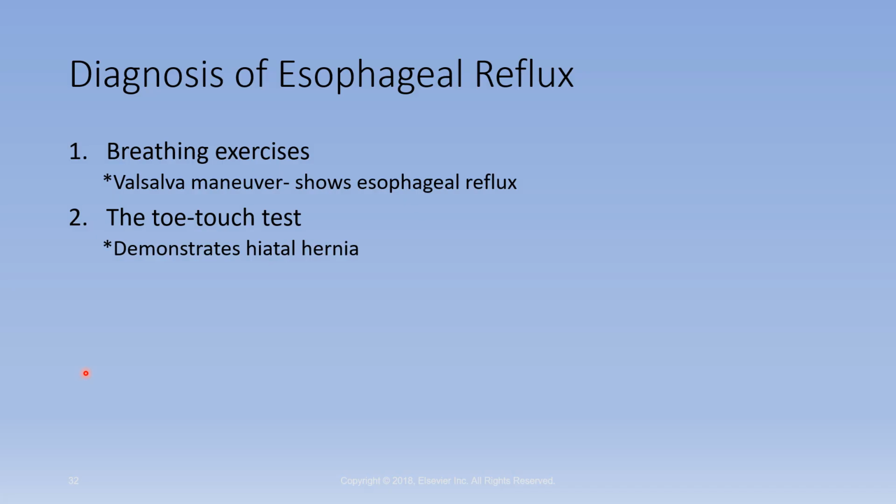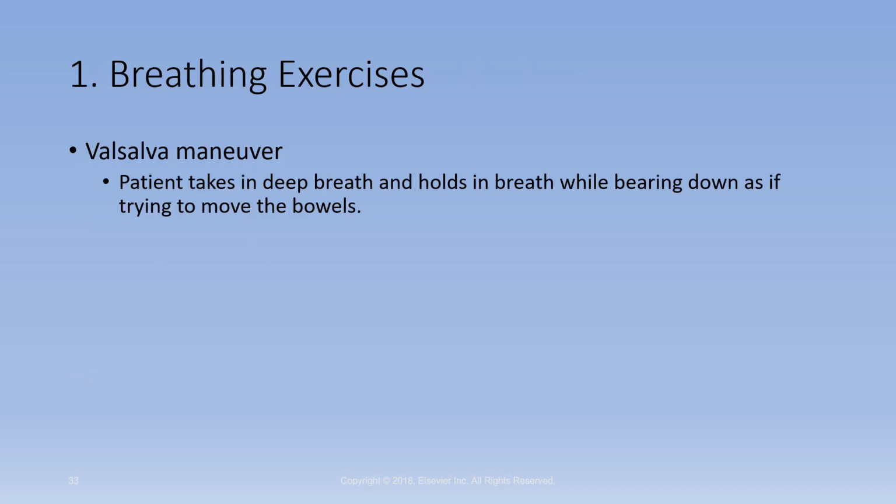Another thing they can do is what's called the toe touch maneuver, and that is figure 12.71 on 482. You can see the patient is kind of bent in half, reaching for her toes under fluoro. That will actually demonstrate a hiatal hernia. So Valsalva will demonstrate reflux, the toe touch will demonstrate a hiatal hernia. That's the instructions for a Valsalva. That is not something we typically tell the patient. The fluoroscopist would tell the patient to take in a breath and bear down like they're having a bowel movement.